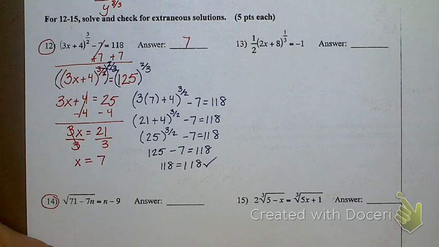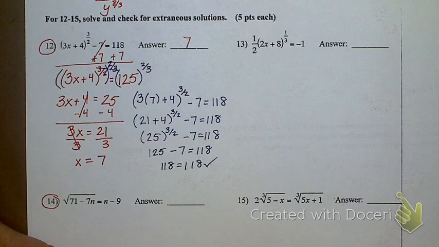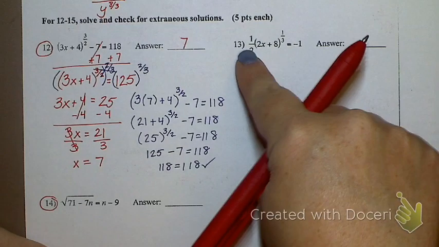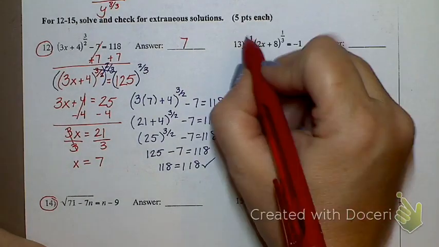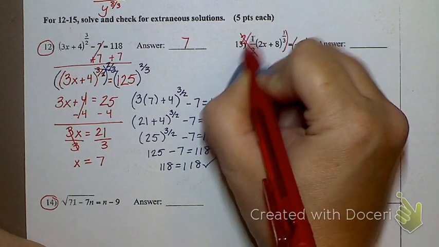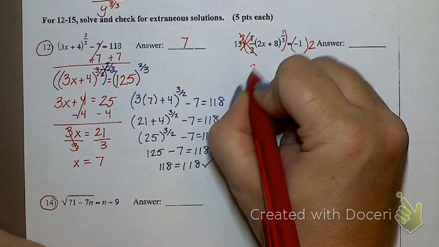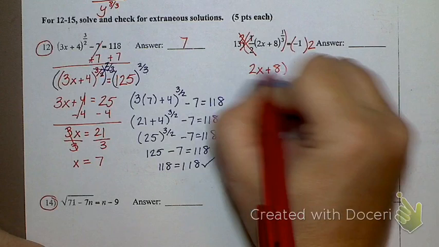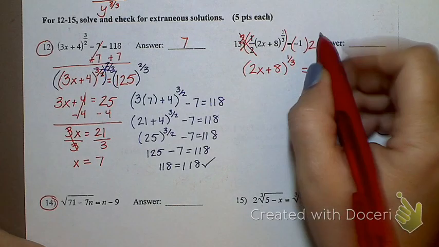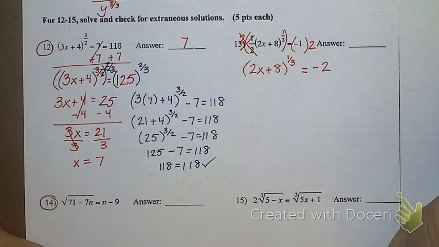Number 13. Is the thing with the exponent by itself? No. So what do I need to do to get it by itself? Multiply both sides by 2. What's that going to get rid of? The 1/2. I cannot raise to a power until that 1/2 is gone. So I'm going to multiply both sides by 2, which is the reciprocal of 1/2. That's going to leave me with 2x plus 8 to the 1/3 power equals what? -1 times 2 is -2.